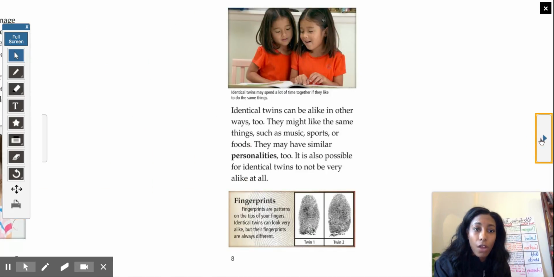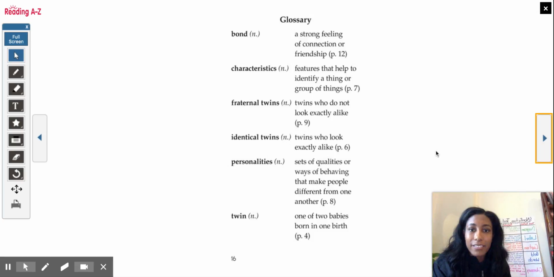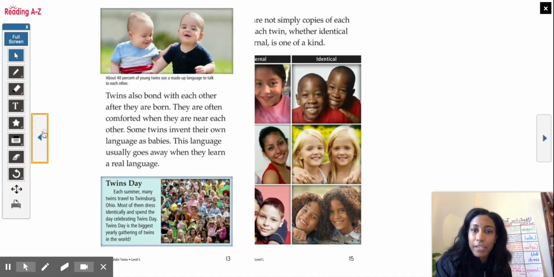So I'm going to go all the way to the back of the book and I'm going to look up identical. Oh, it says twins who look exactly alike, page 6. So now I know when I read and I see identical twins, I know that it's twins that look exactly alike. Let me go back to my page.